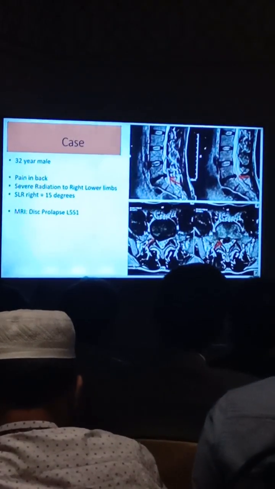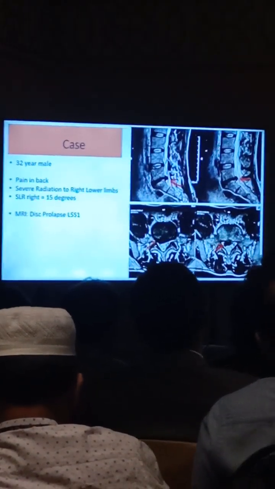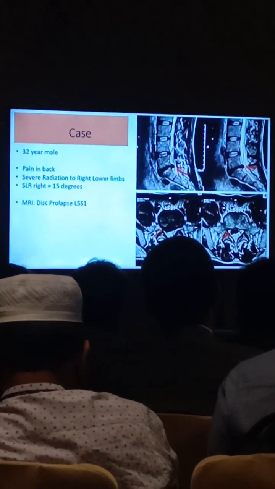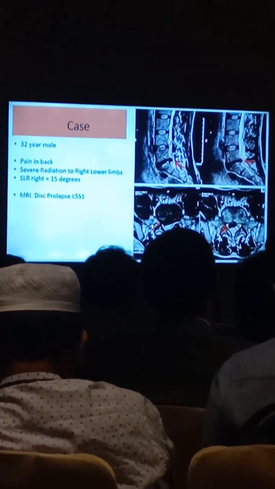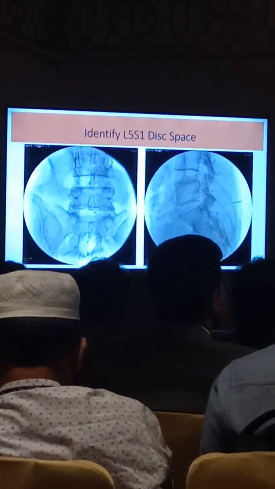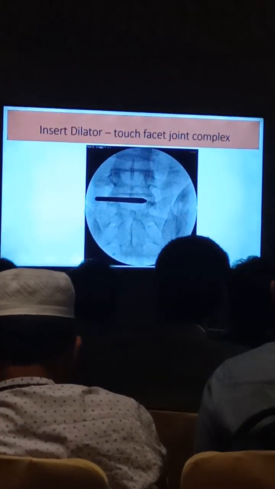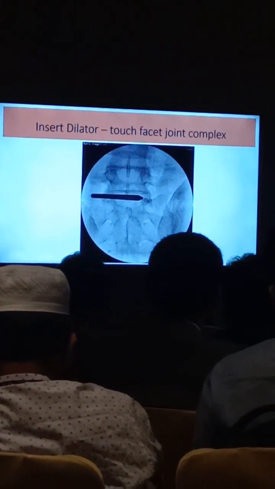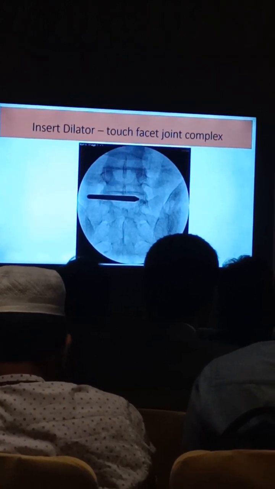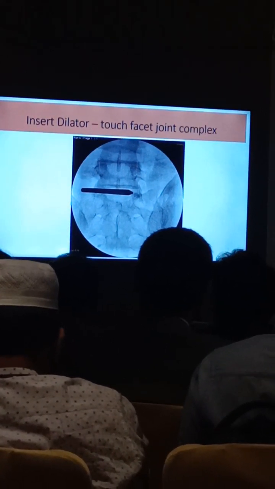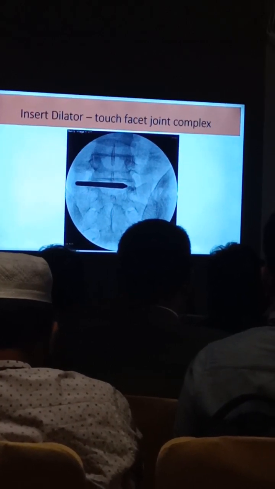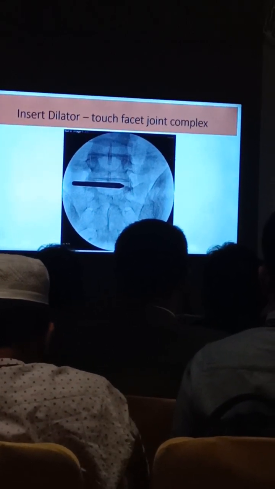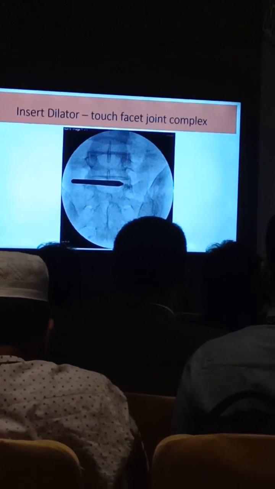So this is a case, 32-year-old male, pain in the back, severe radiation to the right lower limb, and you can see there's a big disc herniation at the L5S1. So identify the disc space. And then dilator. So first dock the dilator at the facet joint so that you are safe whenever you are docking on the bone. And then we again use this dilator to dissect.